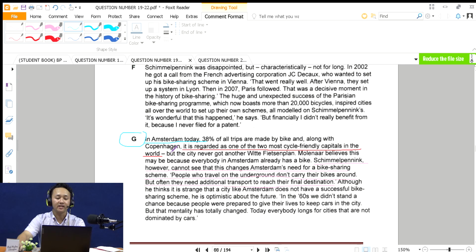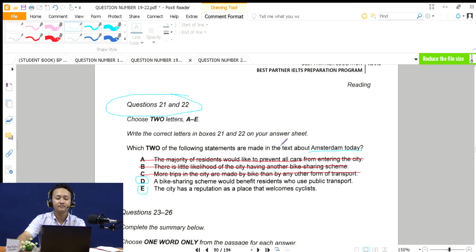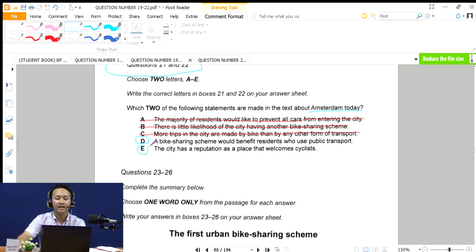Now it says here that Copenhagen, also in Amsterdam, is regarded as one of the two most cycle friendly capitals in the world. So in here it refers to Amsterdam, because it says that Amsterdam and Copenhagen are the most cycle friendly capitals in the world. Okay, so the answer is this one.